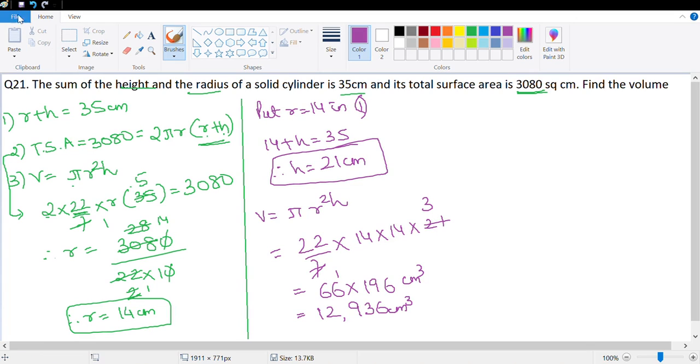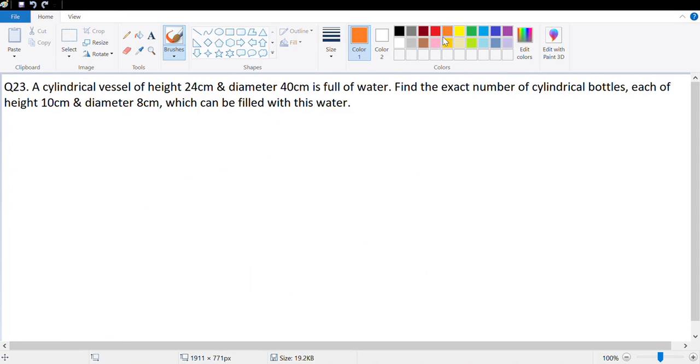Let's move on and solve the next question. The next question that we do is question number 23. Right, a cylindrical vessel of height 24 and diameter 20 is full of water. So height is given equal to 24 centimeter, radius is given equal to 20 centimeter. Find the exact number of cylindrical bottles, each of height 10 centimeter and diameter 8, which can be filled with this water.